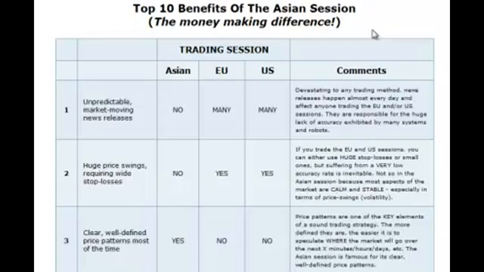That being said, let's go over the 10 benefits of trading the Asian session, which are really important, folks. I think you should give this top importance in your trading. Let's start with news releases.